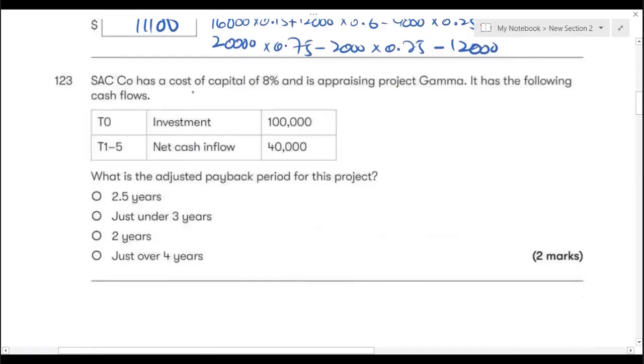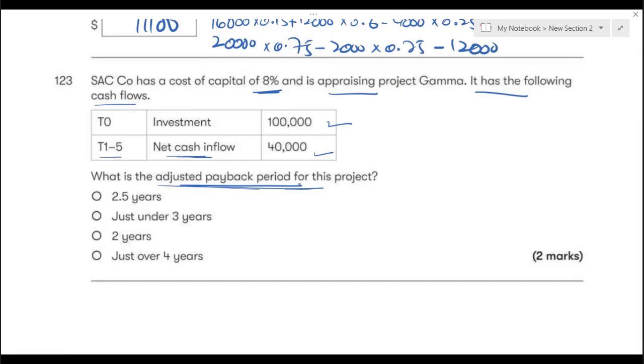SAC company has a cost of capital 8%, appraising project Gamma. It has the following cash flows. The investment is 1 lakh. Net cash inflow is 40,000 from T1 till T5. It means annuity is given. What is the adjusted payback period? Adjusted means discounted payback. Adjusted payback means discounted payback.